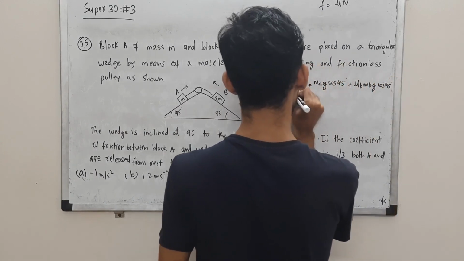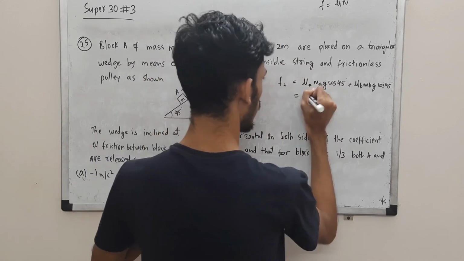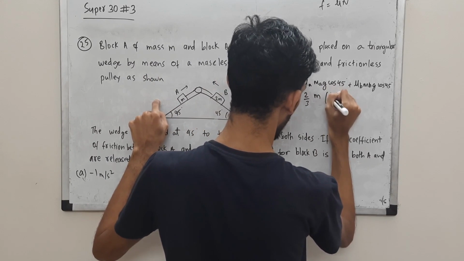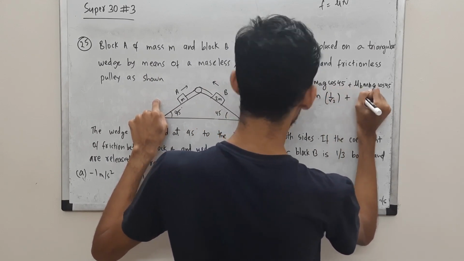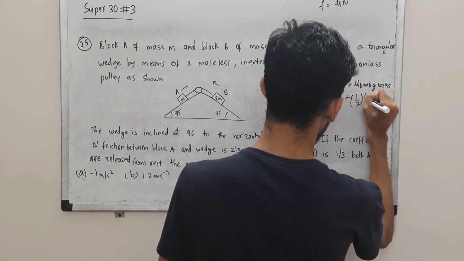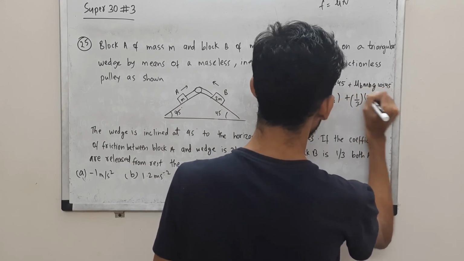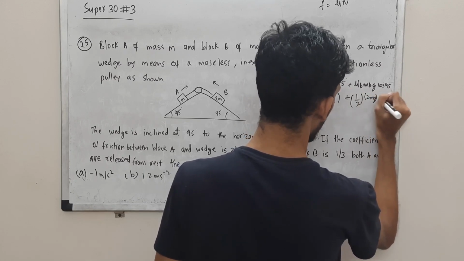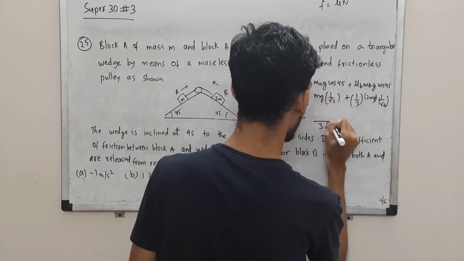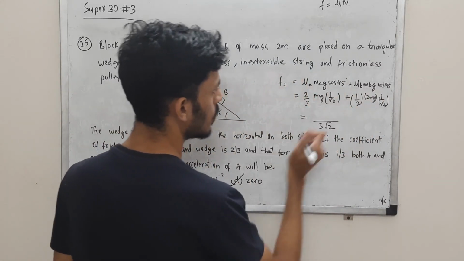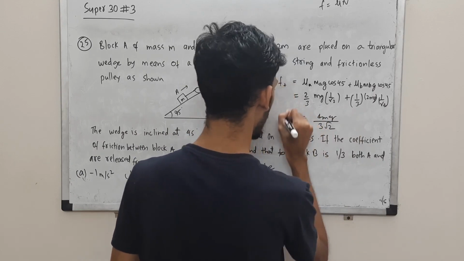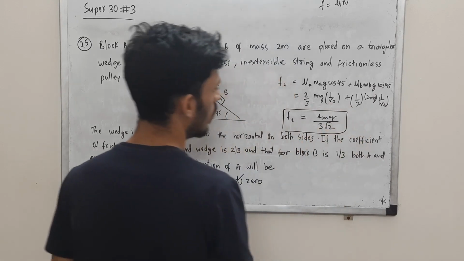So mu A is 2 by 3, it's given. Mass of A is m, cos 45 is 1 by root 2. Mu B is 1 by 3, mass is 2m, and of course we have a g over here, and 1 by root 2. If you see, in the denominator we have 3 by root 2, and 2 mg plus 2 mg, that is 4 mg. This is the total frictional force that is holding your blocks on the incline.